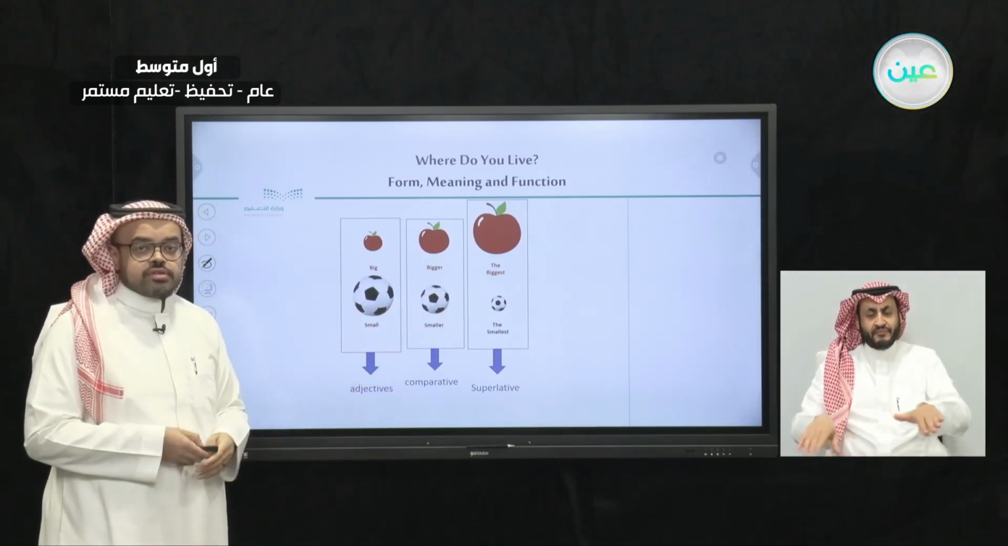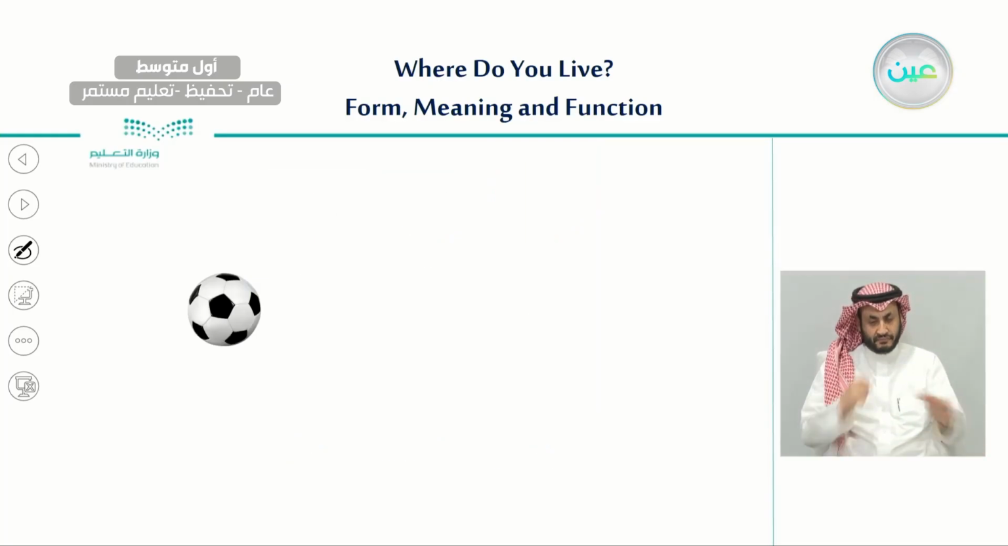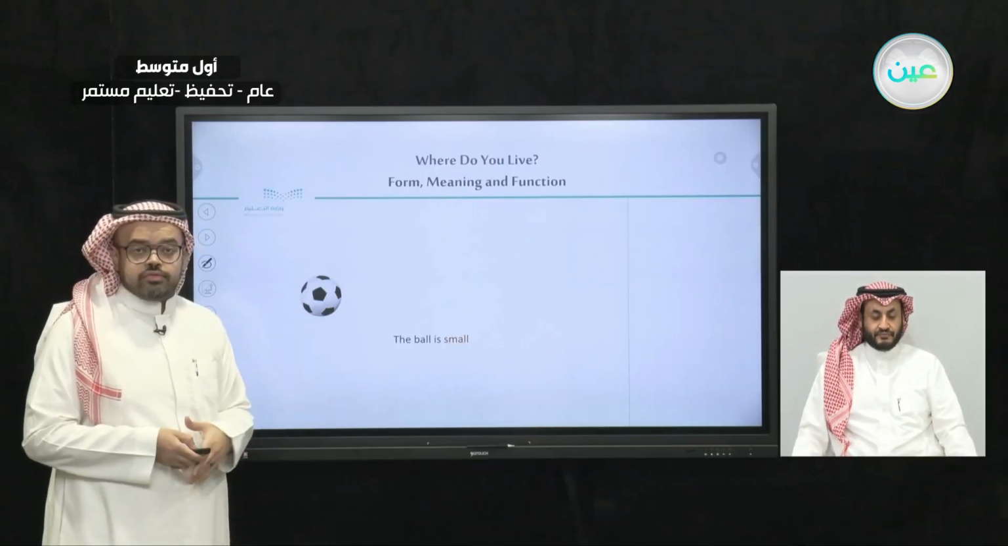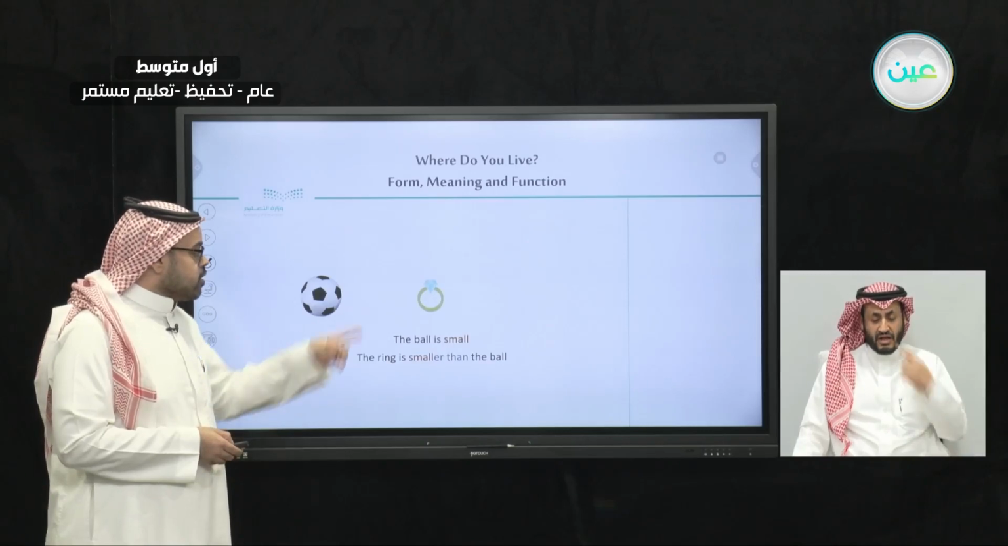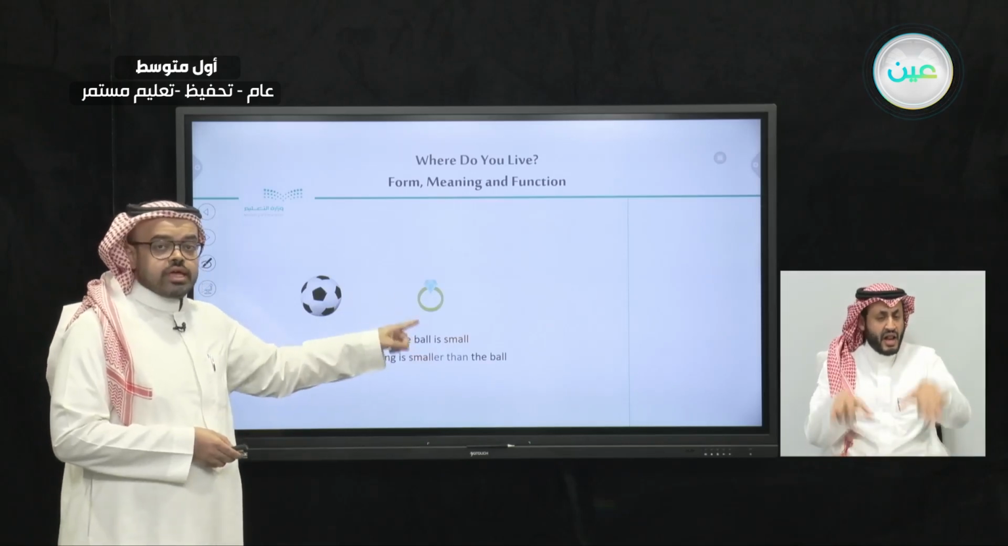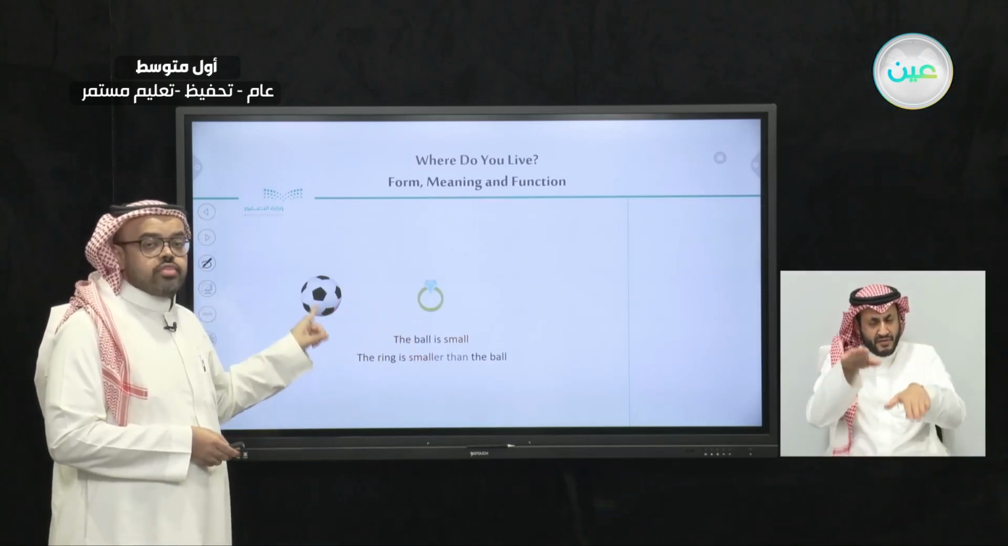Let's take further examples. So, as we said earlier, the ball here is small. And we have even something smaller, which is the ring. The ring here is smaller than the ball.